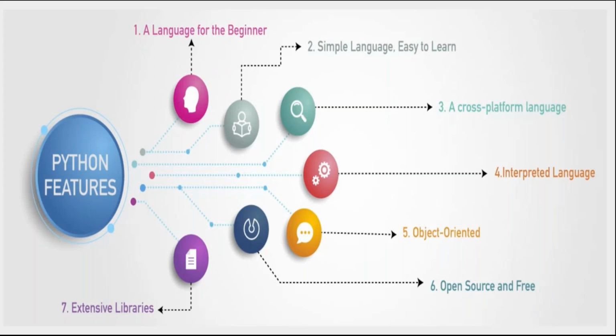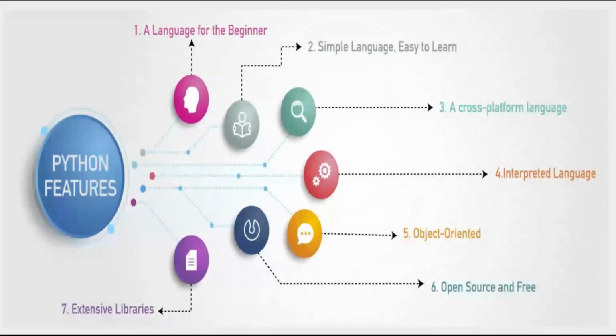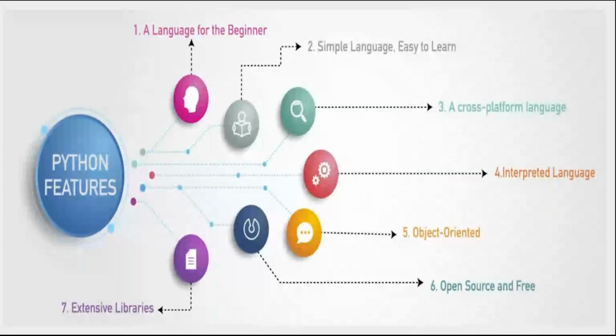And moving on, open source and free. The sixth feature here is that Python is open source and it's a free language. No licensed version is required. It's completely free. All right. So what do you mean by open source? Open source, in simple words, means anyone can contribute.